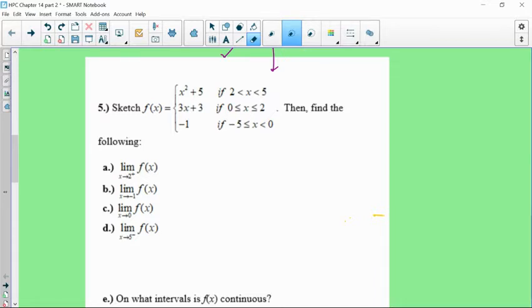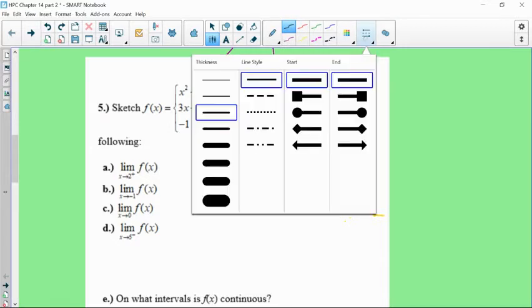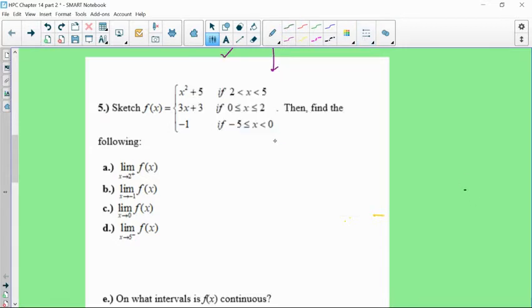If x falls in the range of 0 to 2, we're going to behave like this linear function 3x plus 3. And if x lies in the range of negative 5 to 0, we're going to behave like a negative 1, a constant function. So when you graph these, it's good to know the overall behavior of your function, but then you also want to realize that that behavior is only going to apply to particular values of x.